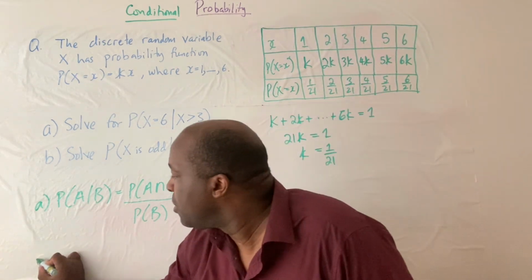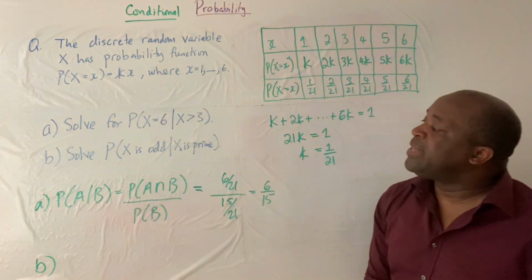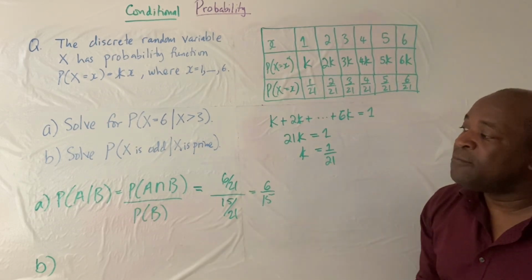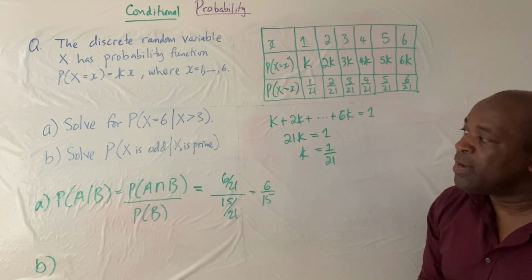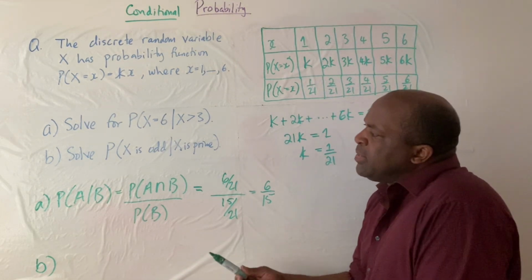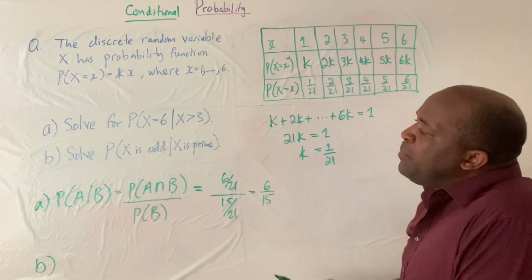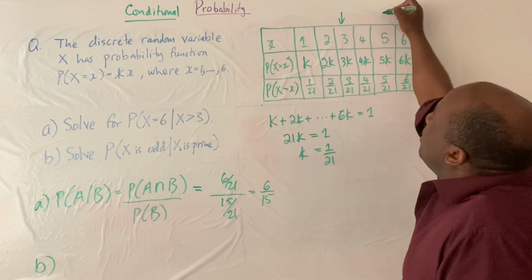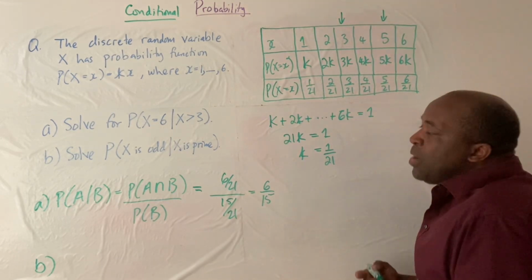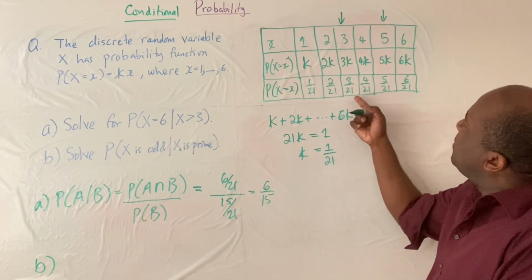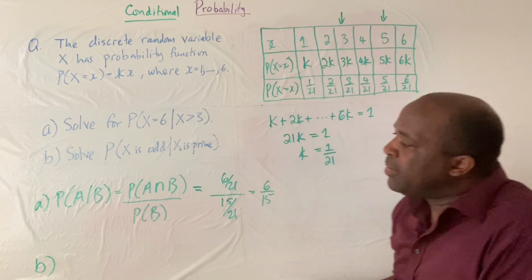So for part B, solve for the probability that X is odd, given that X is prime. Again, we're going to invoke the same formula, and we're going to be looking for the overlap, and then divided by the probability of the condition or the restricted event. So the overlap will be asking us, what are the odd prime numbers? So odd prime numbers will be 3 and 5. And we again remember, of course, that 1 is not a prime number. So 3 and 5, that's going to be 8 over 21.